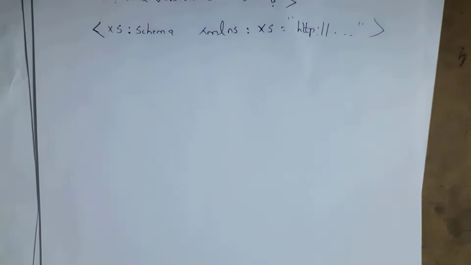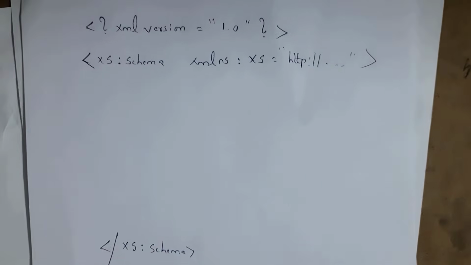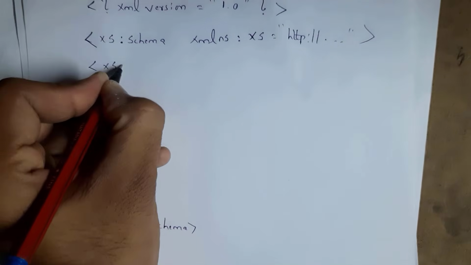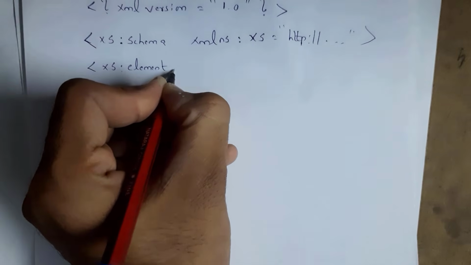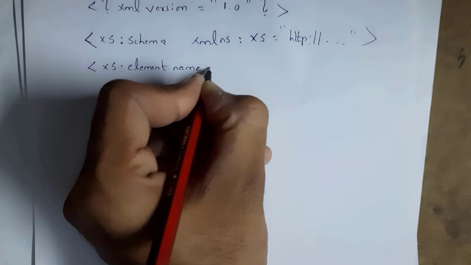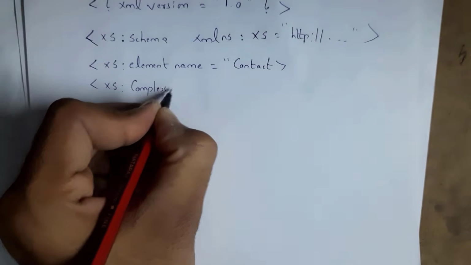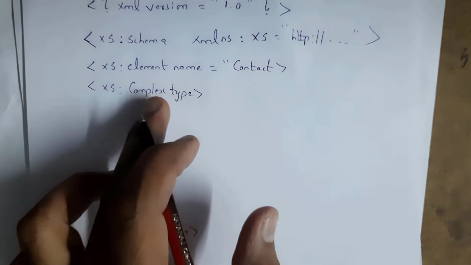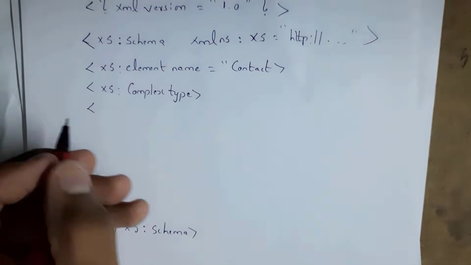Open this schema, and similarly I need to close this schema, /xs:schema. After that, I need to open xs:element name. I am giving the element name as contact, and this contact is a complex type, and it should be in sequence.